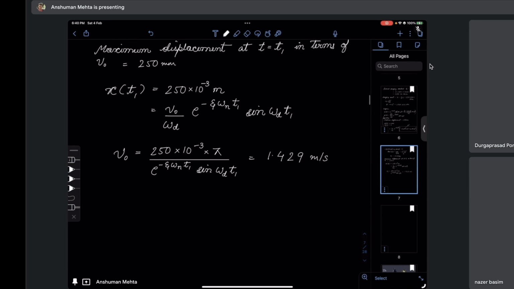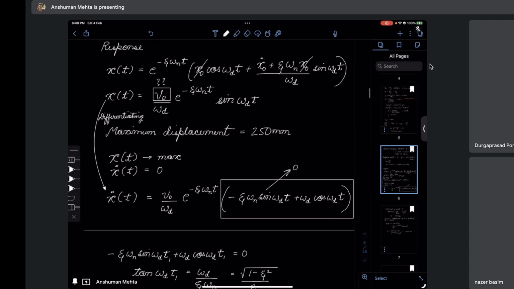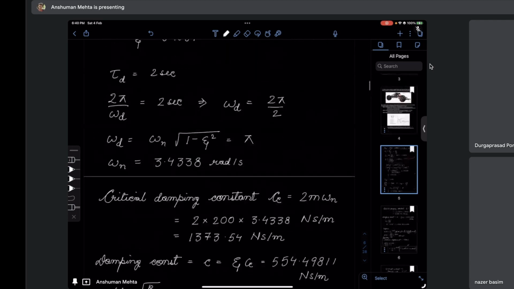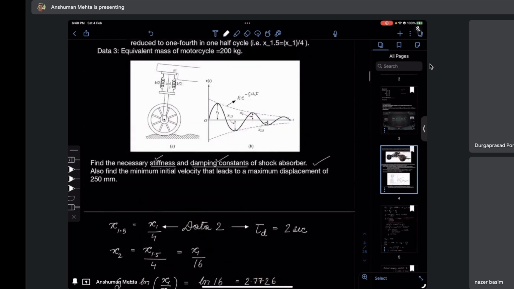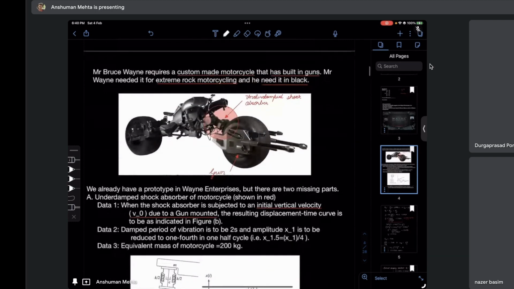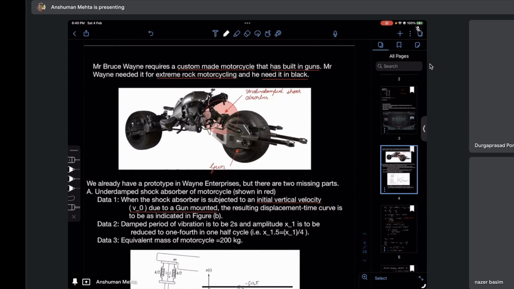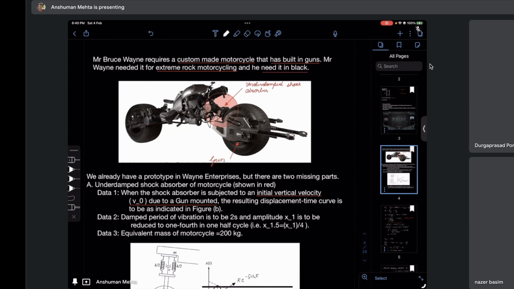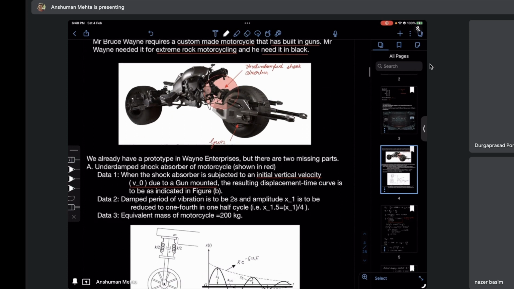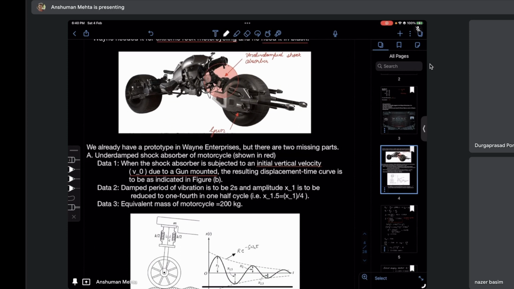So this solves our A part, in which for the underdamped shock absorber system, you have to find K, C and also v naught. So let's revise the question again, because you would be using it to get the second part. So he needed something which has build up current and also the shock absorber. So the second thing, there are two parts missing, right? So one is the underdamped shock absorber of motorcycle.